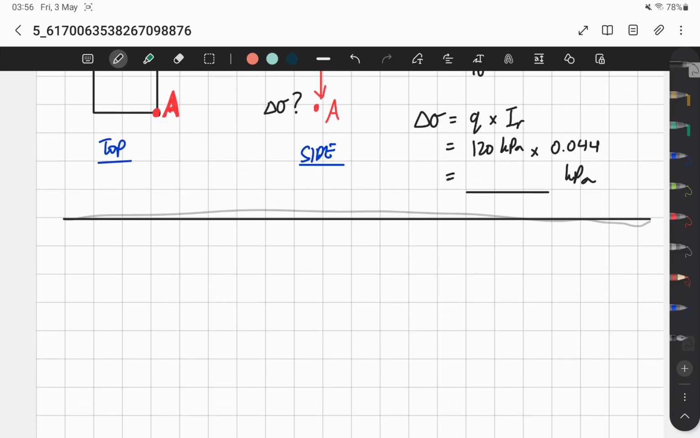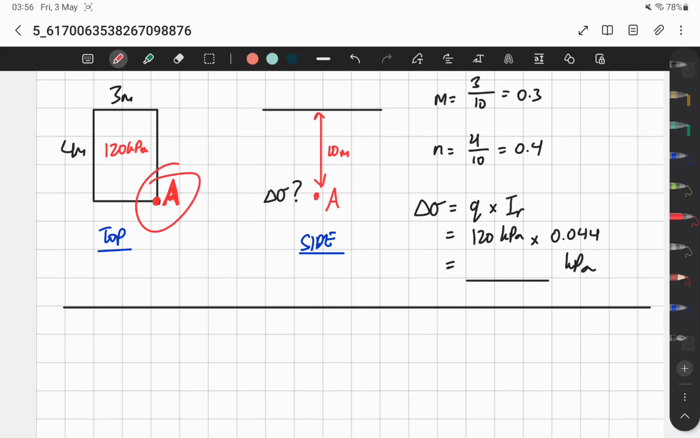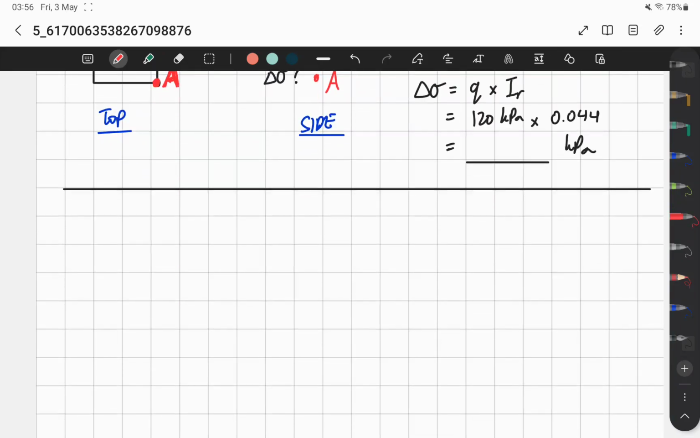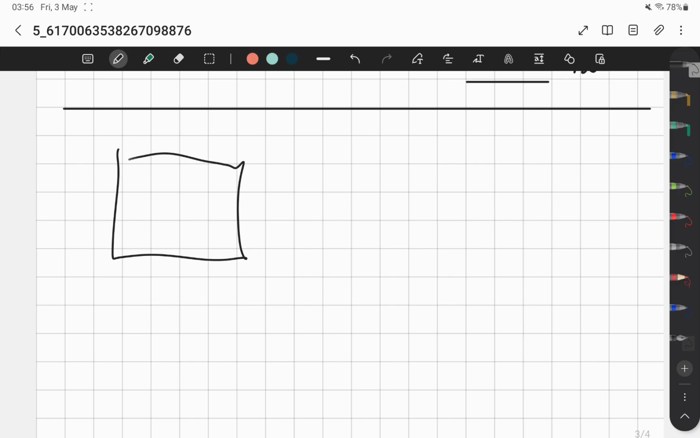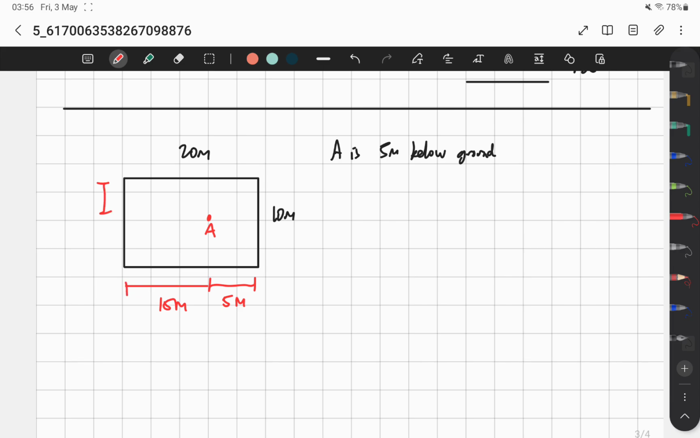Just take note, when you're using Fadum's chart, the condition is the point of interest must be at the corner of the rectangle. So in the case that you have, for example, something like this, let's make this a rectangle. This is 20 meters, this is 10 meters. A is 5 meters below ground. A is located somewhere in the middle. Let's say this one is 5 meters, so this one is 15. And this one is 4 meters, this one is 6.